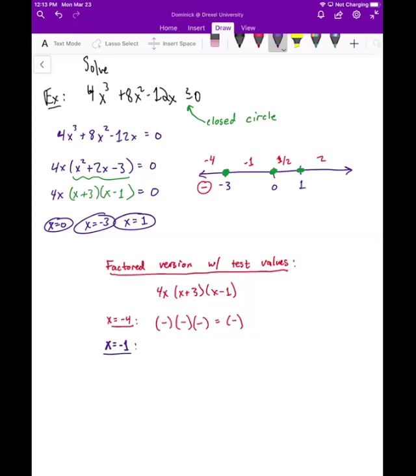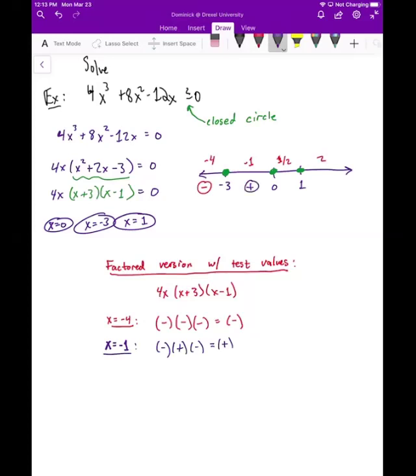If we plug in -1, 4x will still be negative. But now -1 plus 3 will be positive, and -1 minus 1 will still be negative, and 2 negatives and a positive will give a positive. So this section will be positive.